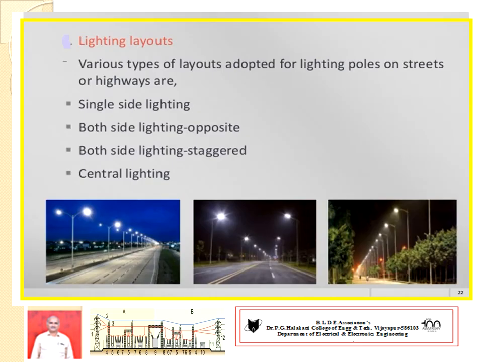This diagram shows various types of street lighting systems. Number 1, single side lighting. Observe, both side lighting opposite. Observe, both side lighting staggered, and central lighting. Hence, you can see their height and spacing, and different types of locations and different types of lighting system layouts are available.